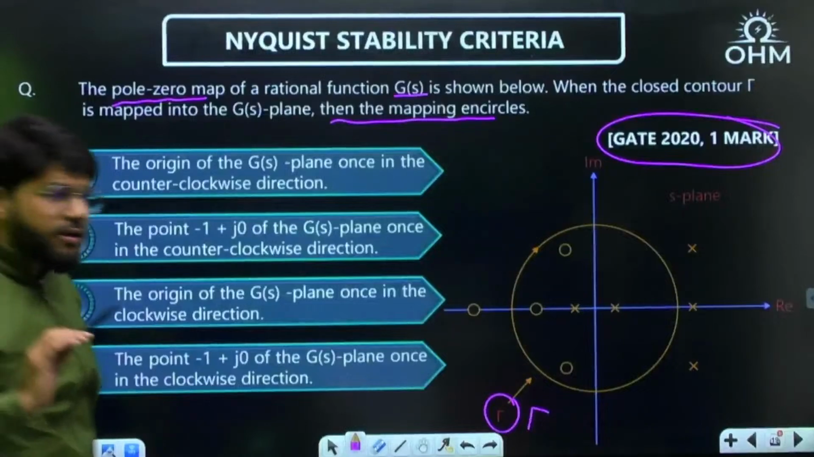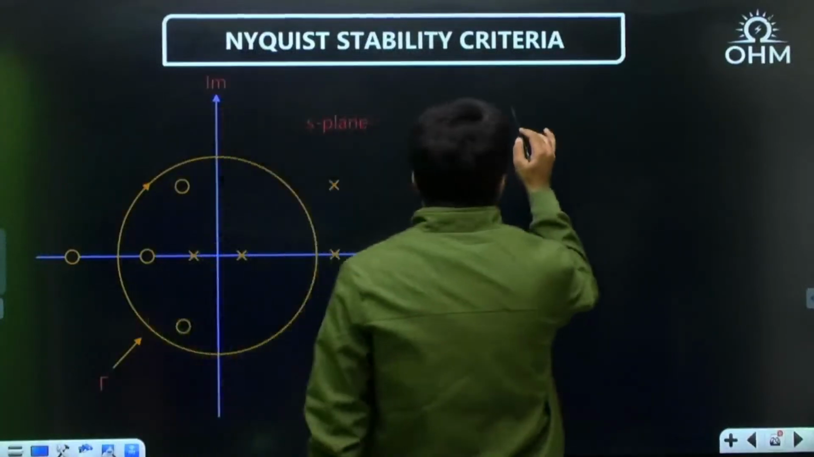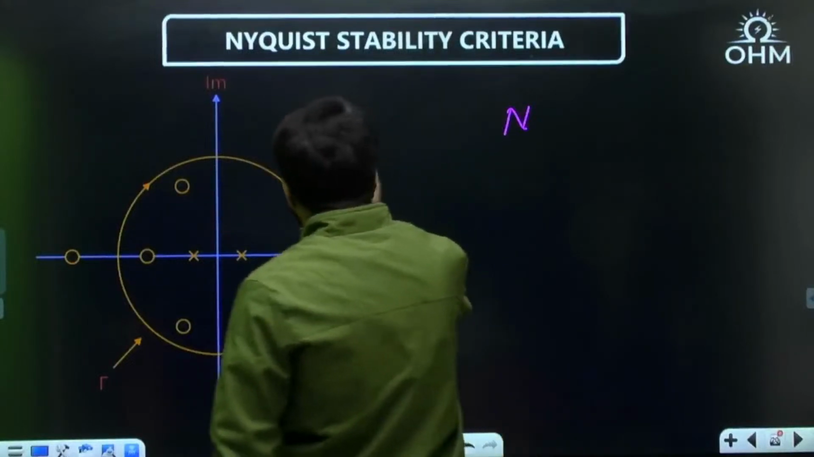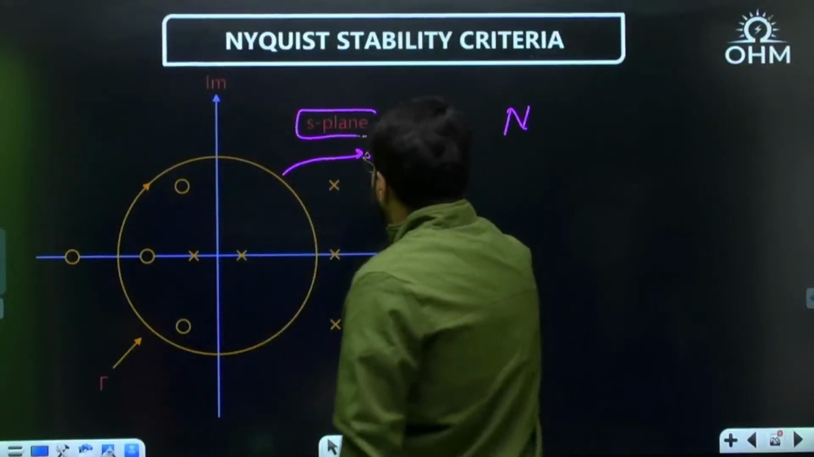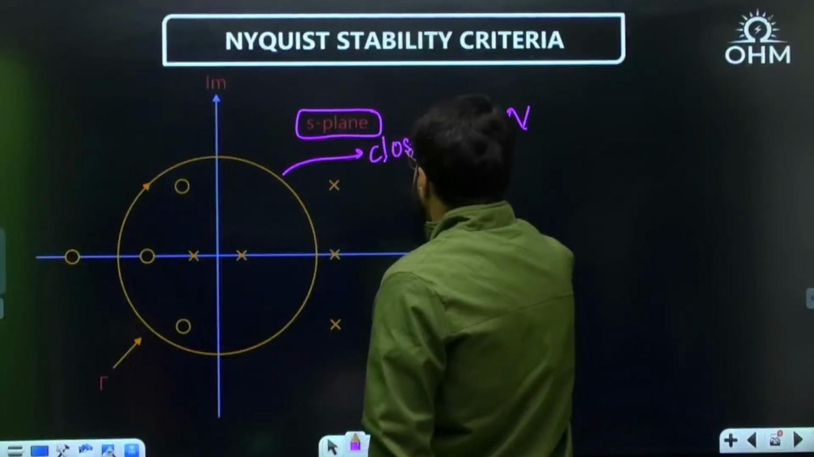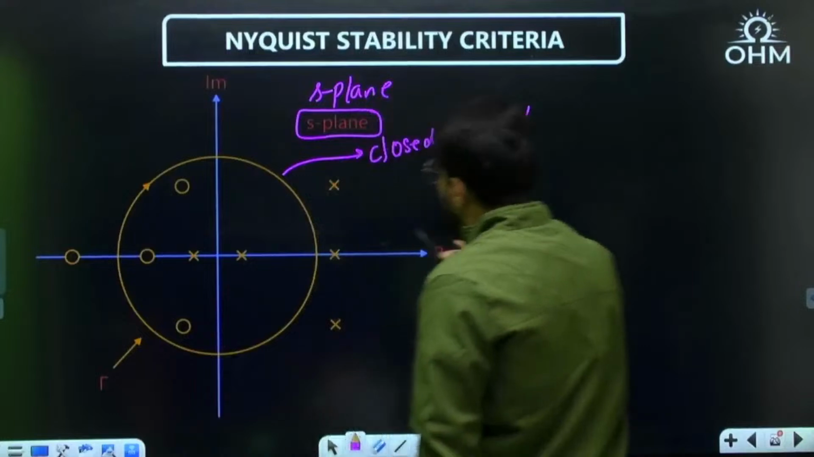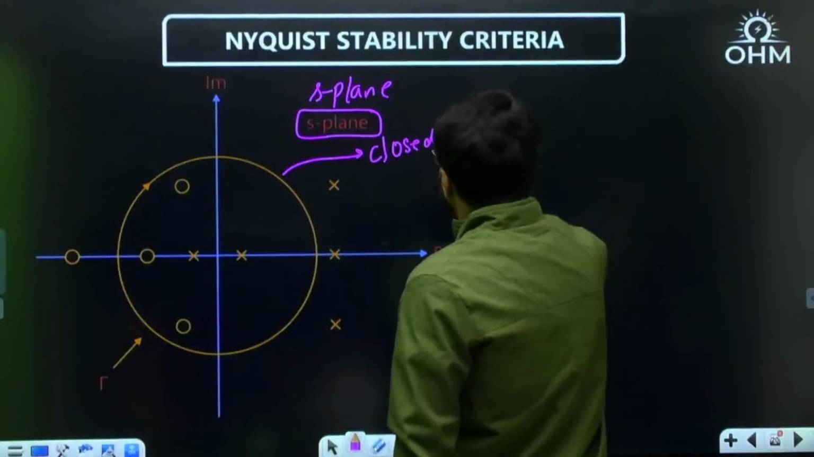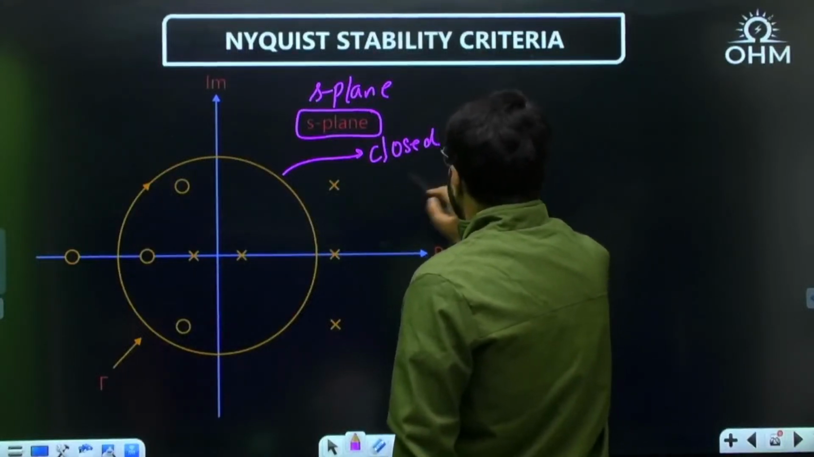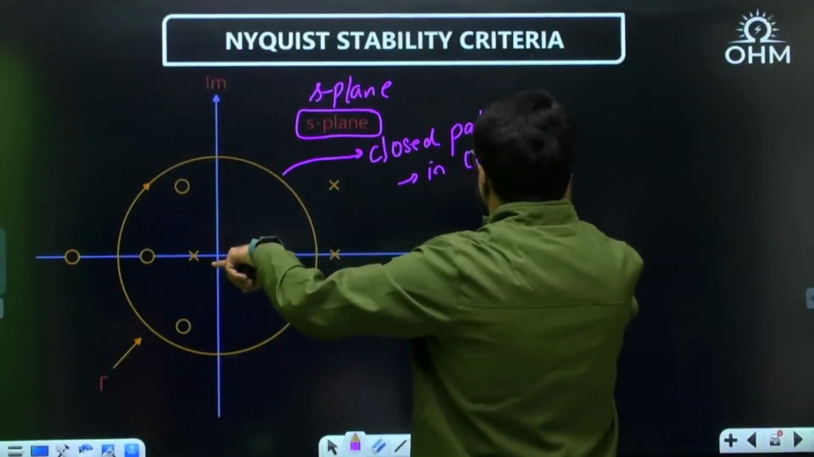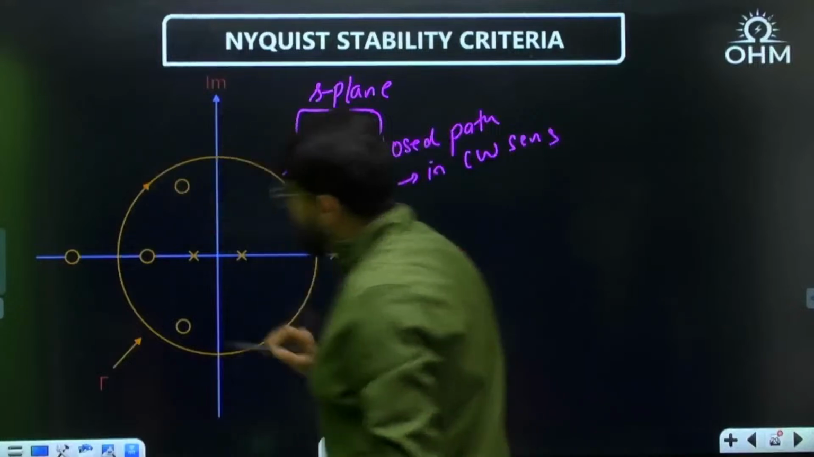What I have taught you till now? See, the closed path. This is the S-plane picture. There is some S-plane picture given to you containing some pole zero of G(s), and this is the closed path. Okay, in what direction? It is very clearly given in the clockwise direction. Clear, everyone? See, it is given in the clockwise direction.